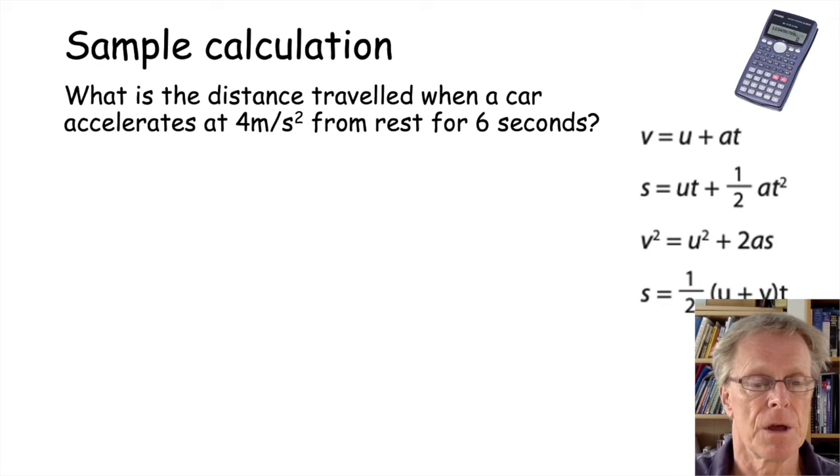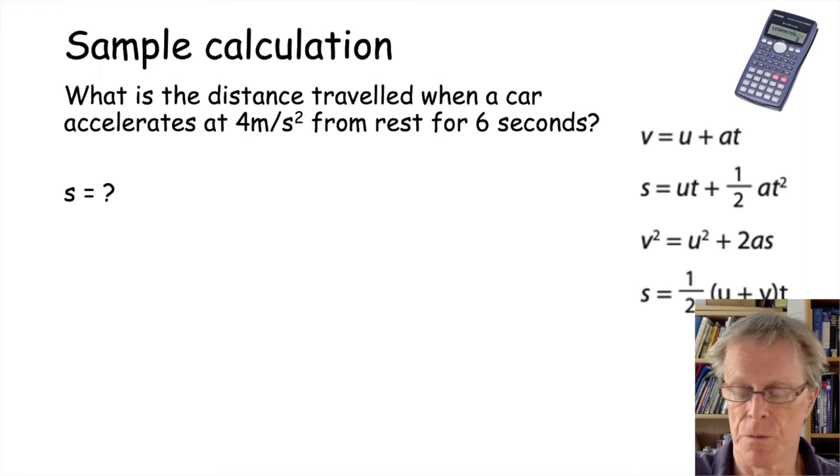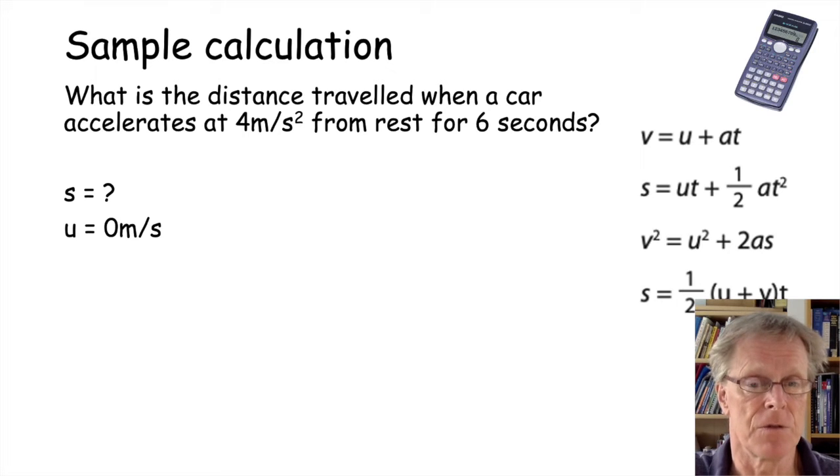And write down the letters. So S, the distance, that's what you're asked to find out. So I'll put a question mark against that. U is the starting velocity. In this case, we're told the car starts from rest. So that's 0 meters per second.